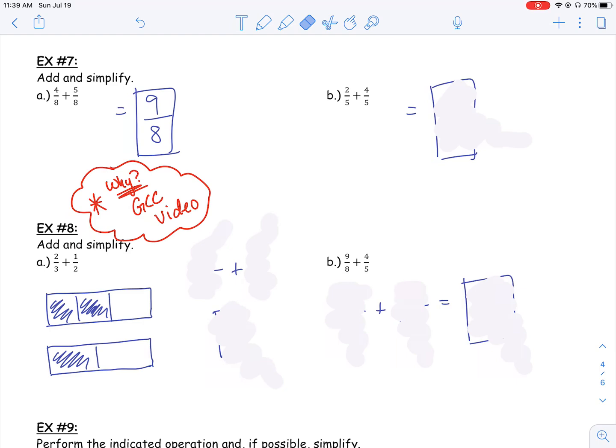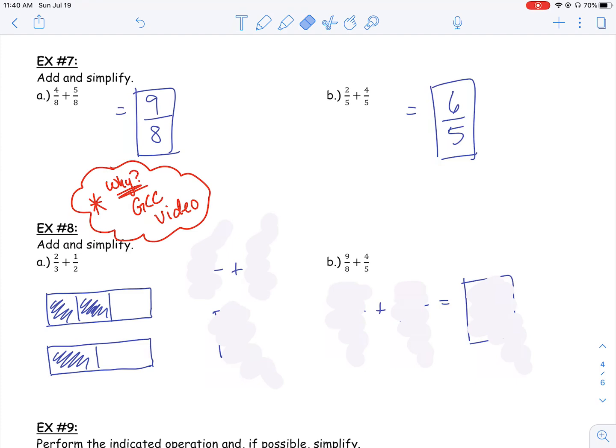So what about B? If I have 2/5 plus 4/5, as long as I have a common denominator, I should be able to add those two fractions together. So 2/5 plus 4/5 is really 6/5. No common factor, so it looks like that would be my final simplified answer, 6/5.